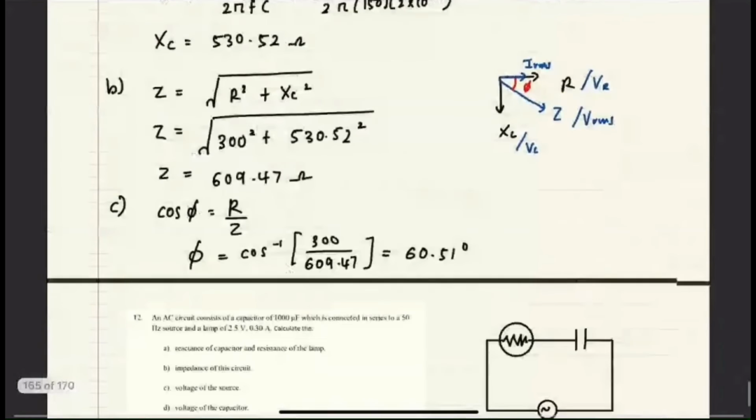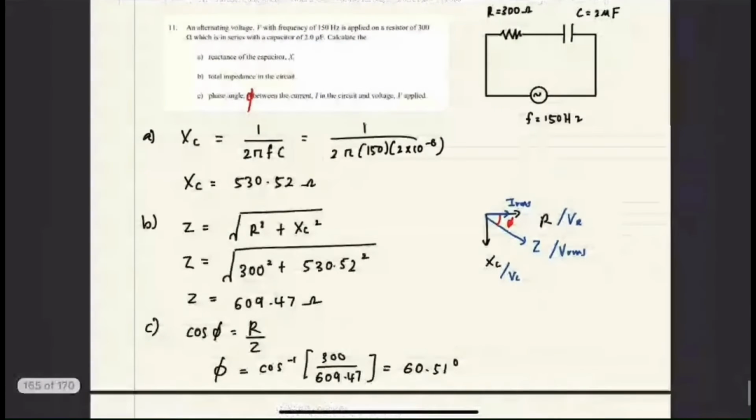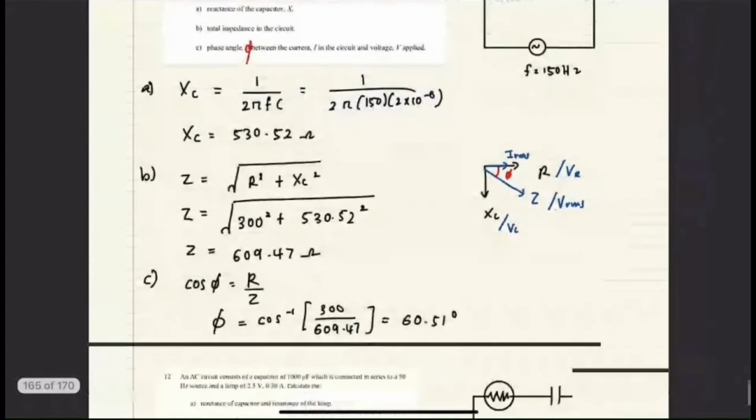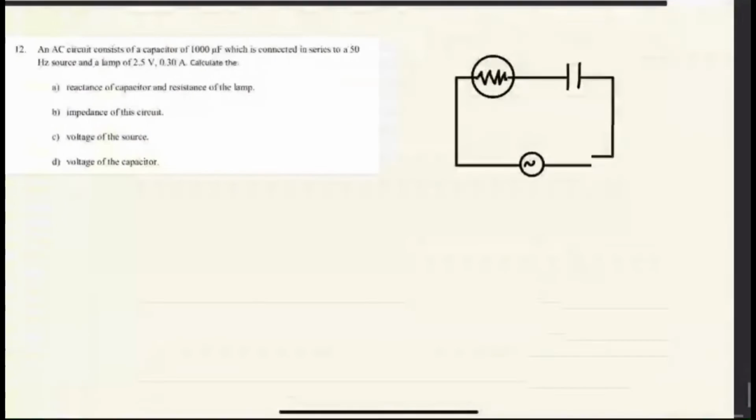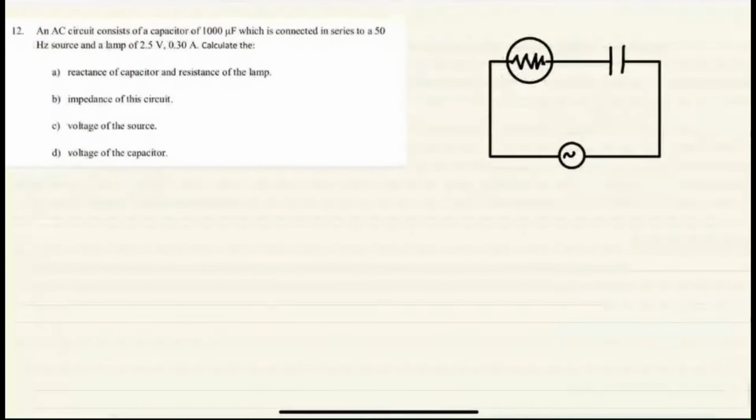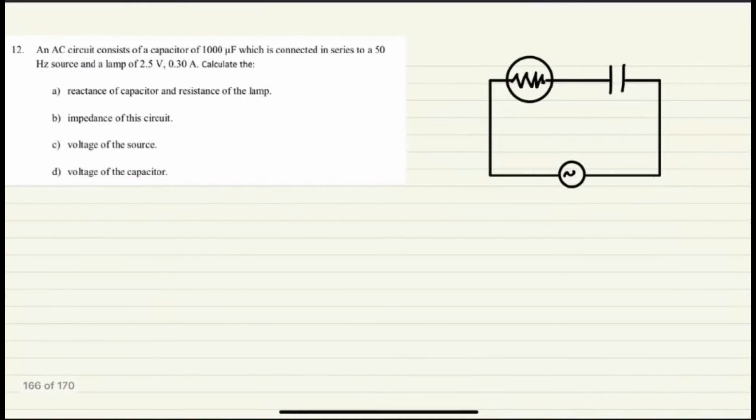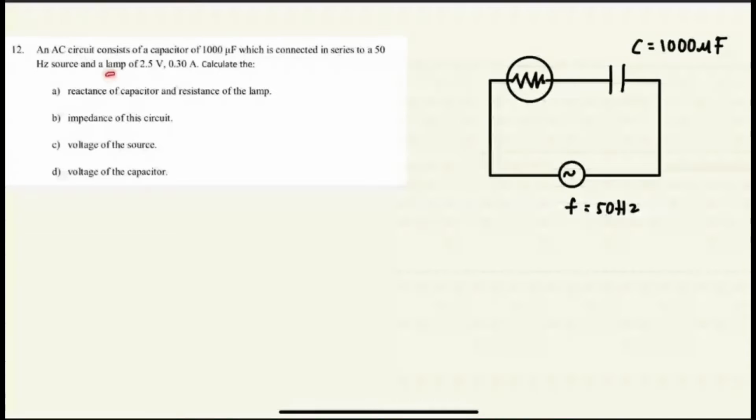Okay, let's try one more question. Any questions about question 11 earlier? No? Okay. Question 12 says an AC circuit consists of a capacitance of 1000 microfarad, connected in series to a 50 Hz source, so the frequency is 50, and a lamp of 2.5 volts and 0.3 ampere.